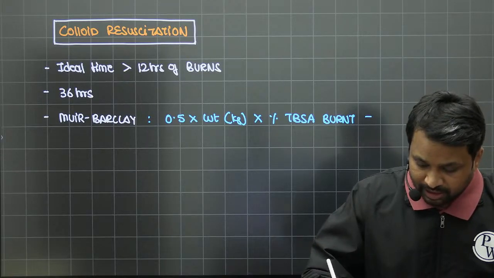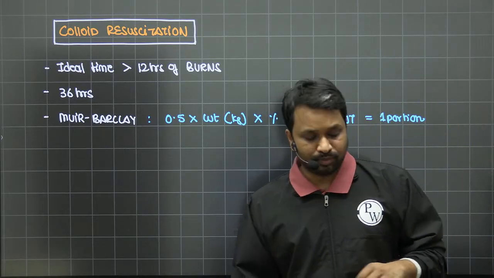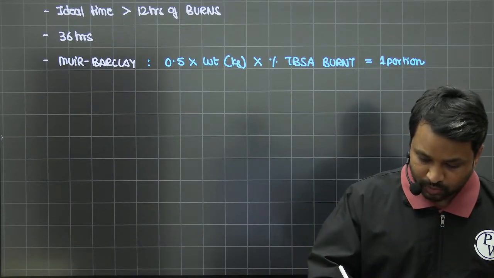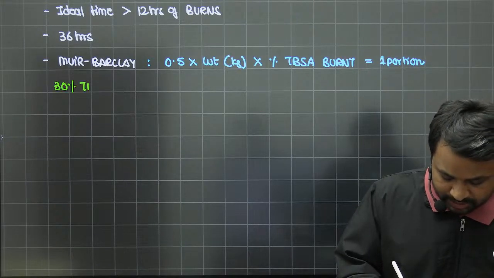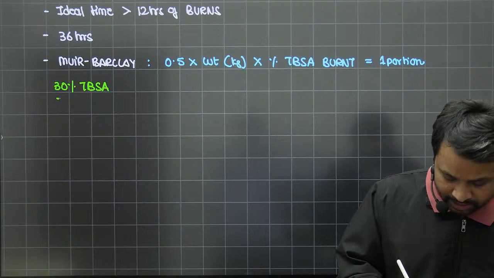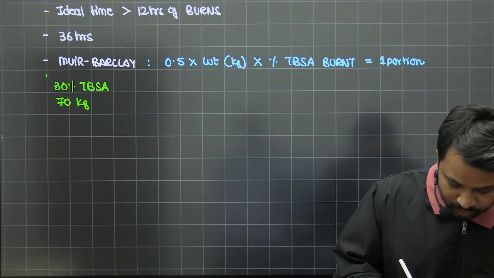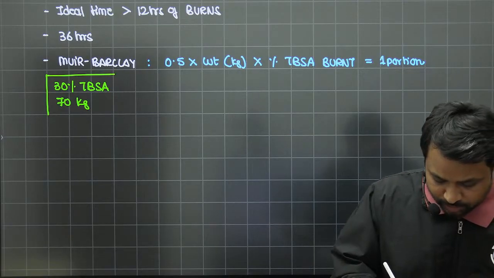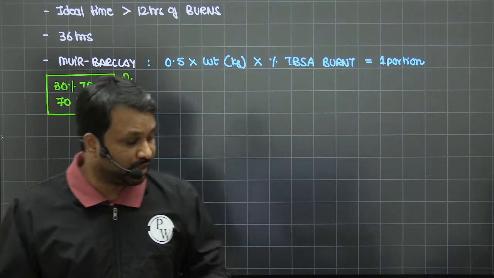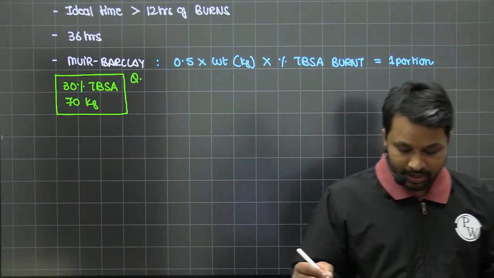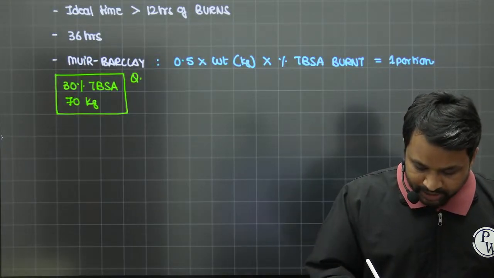Whatever you calculate, it will be considered as one portion, right? So we have our patient whom we will take as an example. We have 30% of the total body surface area burnt, and the patient is weighing 70 kilograms, right? So this was the data that we had. We're going to calculate the amount of colloid that is going to be required to resuscitate this particular patient. 30% of total body surface area burnt in a 70 kilogram patient. So when you look at this, you have 0.5, which is here.